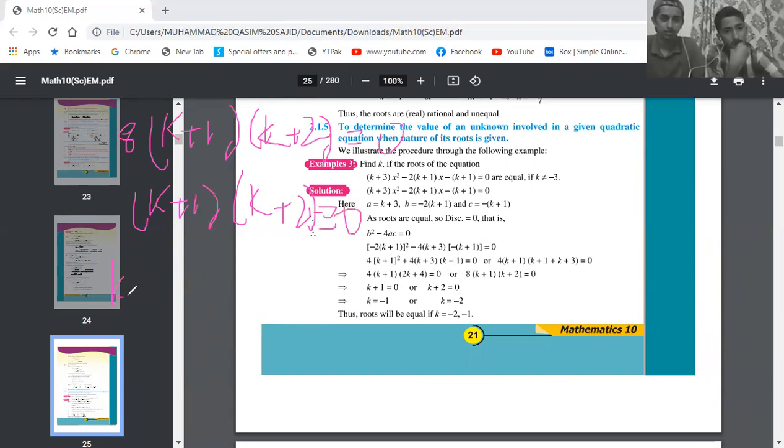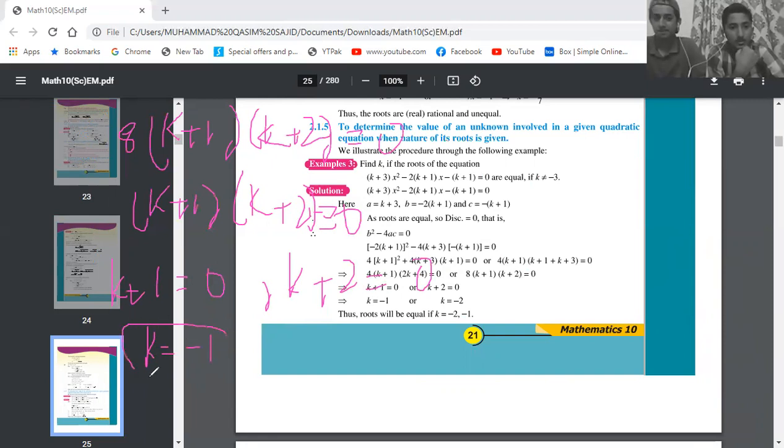So k plus 1 equals 0 and k plus 2 equals 0. From here we find that k equals minus 1 and k equals minus 2. These are basically the values of k for discriminant equals 0. So this is the method to find the unknown when the nature of the roots is given.